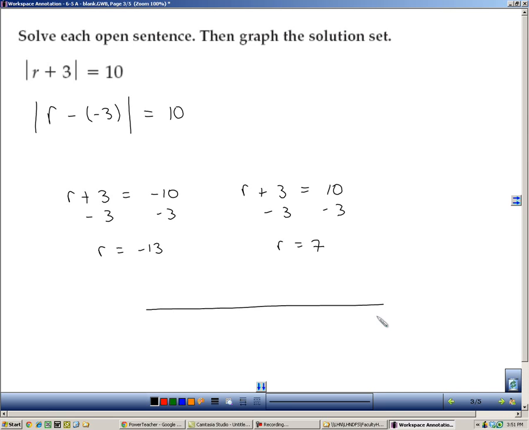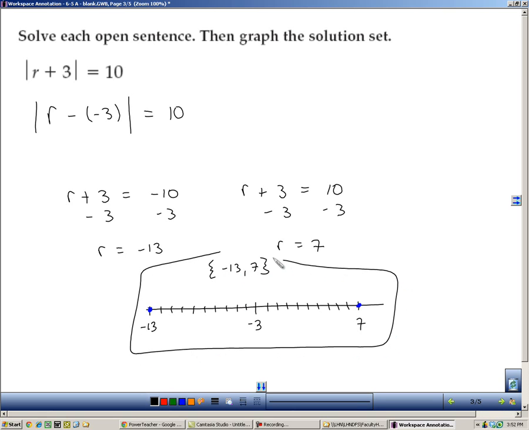And let's see if that holds up in our graph. We know negative 3 will be the middle number, and we want numbers that are 10 units to either side. Negative 2, negative 1, 0, 1, 2, 3, 4, 5, 6, yep, 7. Negative 4, 5, 6, 7, 8, 9, negative 10, 11, 12, negative 13. So my solution are the two numbers negative 13 and 7, and the graph is right there.